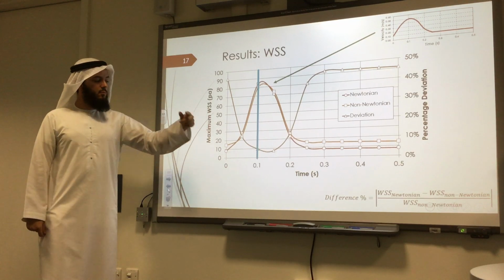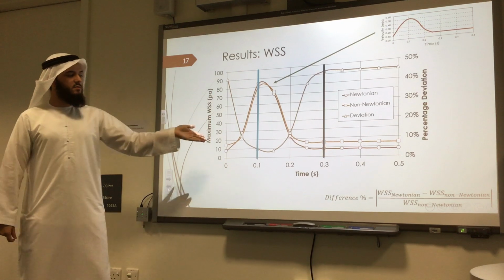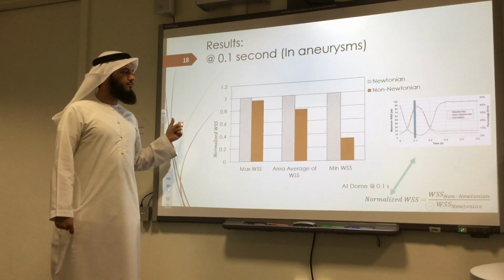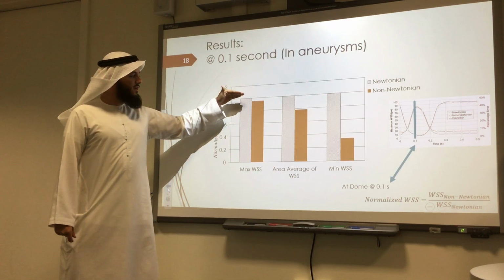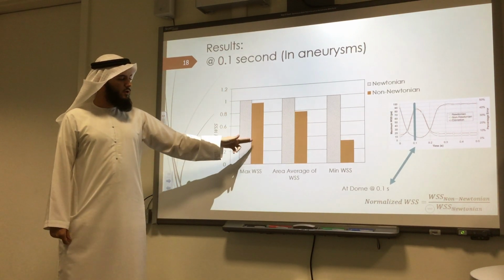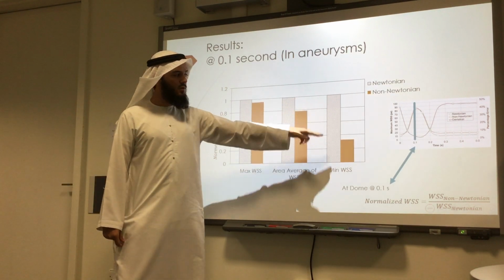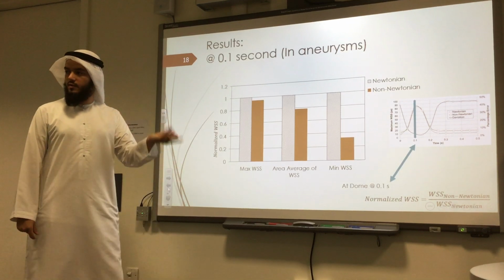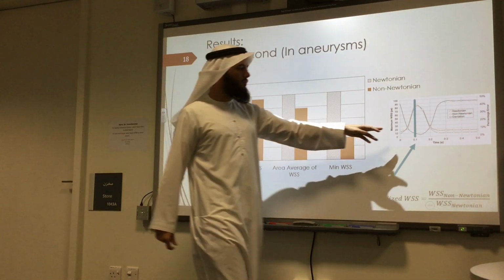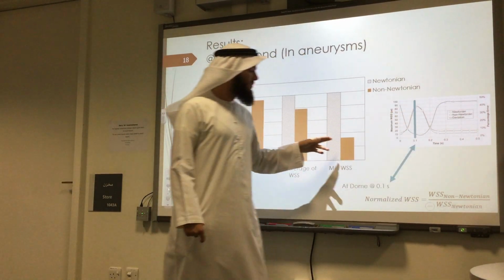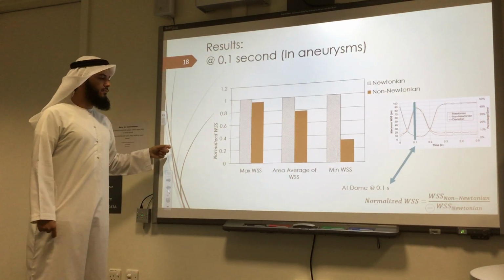We took 2 sample points at 0.1 and at 0.3 to study. This is the maximum velocity, this is the minimum velocity. At 0.1 seconds, we noticed that the deviation between the Newtonian and the non-Newtonian model is small, but only in the minimum wall shear stress it is big, because the minimum wall shear stress occurs at the lowest velocity. Even though it's at the maximum velocity here, the minimum wall shear stress is coming from the lowest velocity.